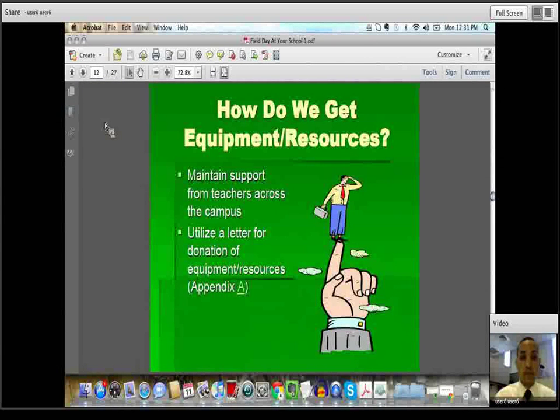You might be wondering, how do we get the equipment or the resources? It's very important to maintain support from teachers across the campus. And this is a sample letter for equipment and resources donations.